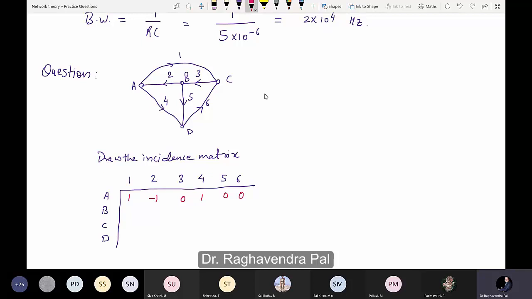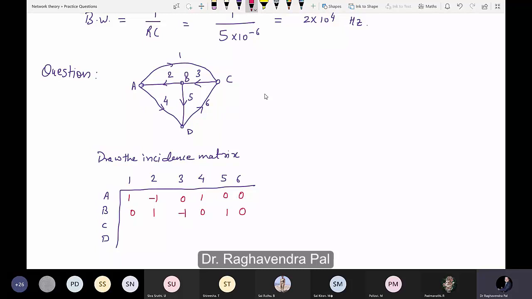Correct. Similarly for B, can anybody tell me what the row for B will be? Okay. The row for B: 2, 5 and 3 are connected. 3 is coming towards B, and 2 and 5 are going out. So 2 and 5 are positive, and 3 is coming towards B, so it is minus 1. So 0, 0, 0 for those not connected to it.